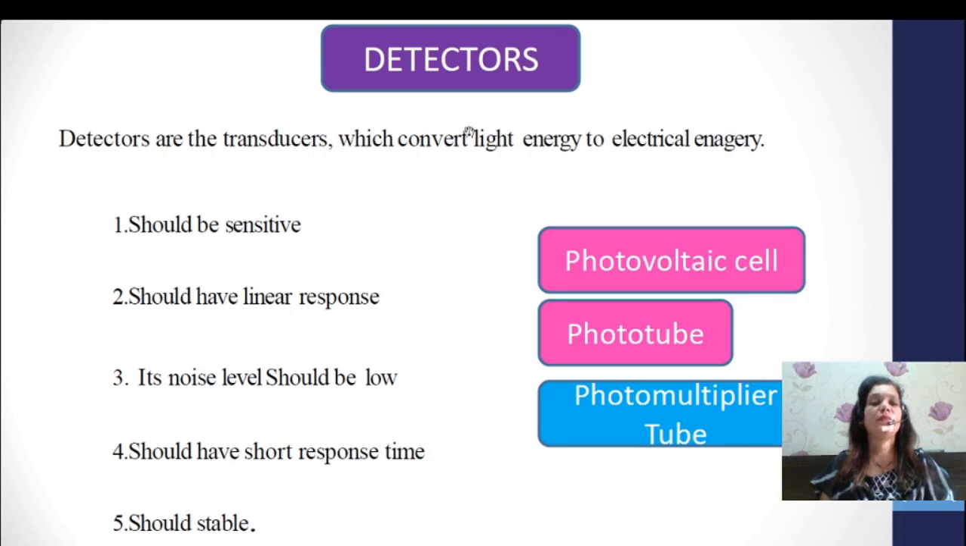Detector utilized, where the role of the detector is to convert the light energy obtained as transmitted light from this particular colored solution into electrical energy. It should be sensitive, it should give me linear response, its noise level should be low, it should have short response time, and it should be stable. So there are 3 different types of detectors available: photovoltaic cell, phototube, and photomultiplier tube. We'll see one by one in detail.